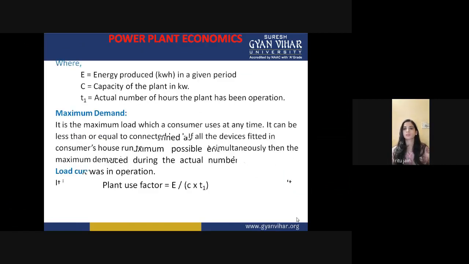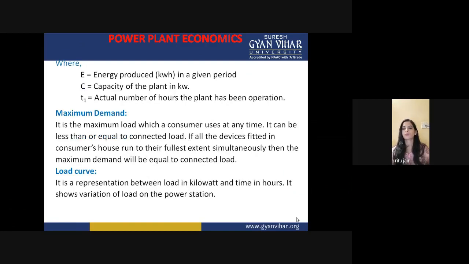So next is your plant use factor, where E is energy produced in a given period, C is your capacity of the plant in kilowatt, and T1 is equal to the actual number of hours the plant has been in operation.